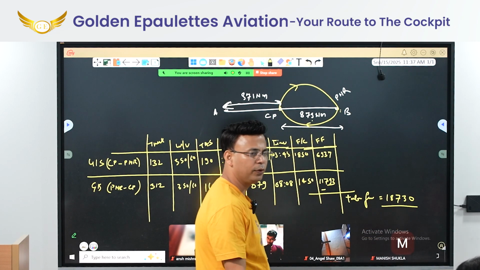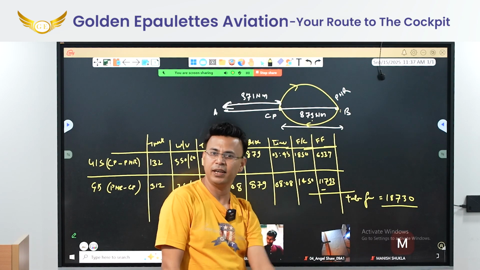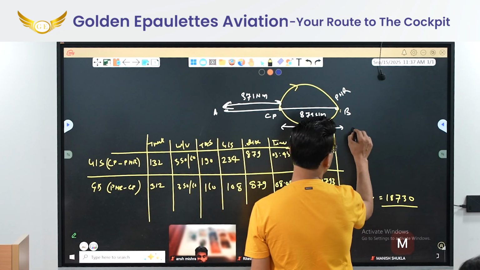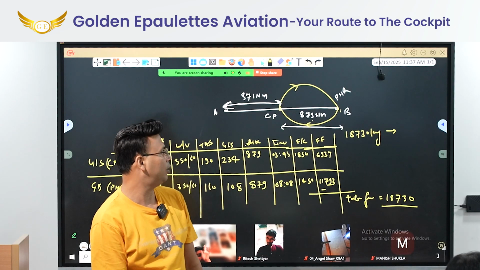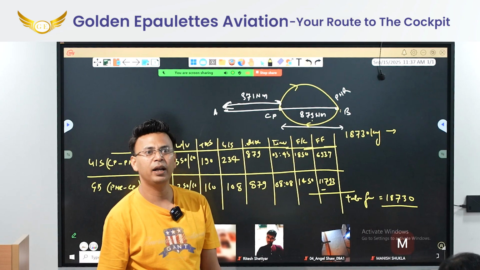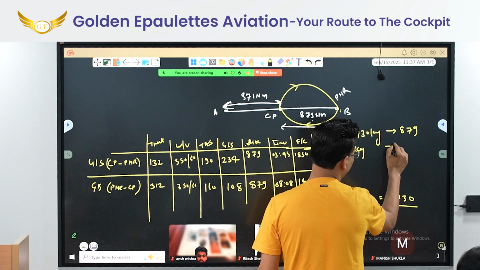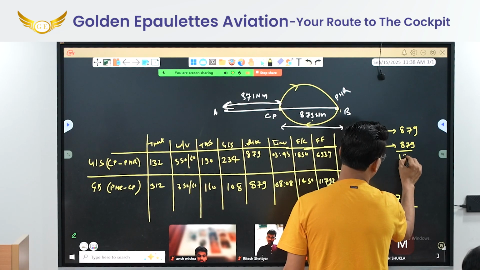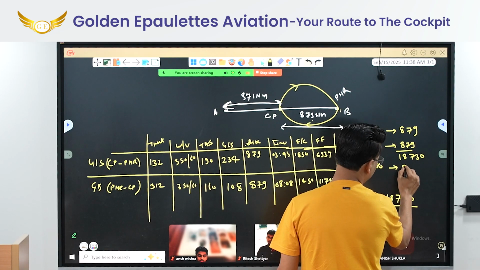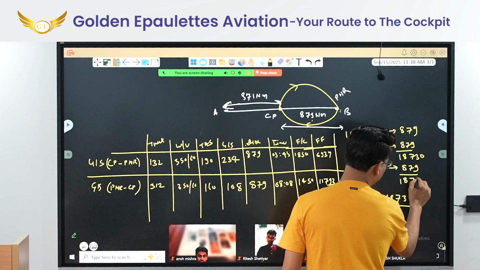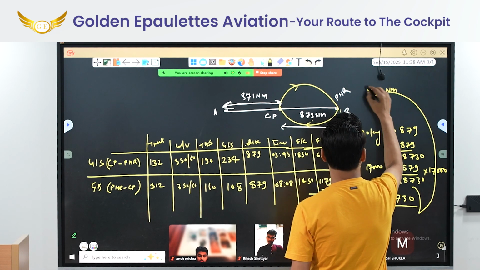Total fuel is 18730. And how much fuel do you have? 17,000. Means PNR will lie where? Short of destination or after destination? For 18,730 kg of fuel, PNR is at 879. So for 1 kg of fuel, PNR would be 879 upon 18730. So for 17,000, it is 879 upon 18730 into 17,000. 798 nautical miles is your DPNR.